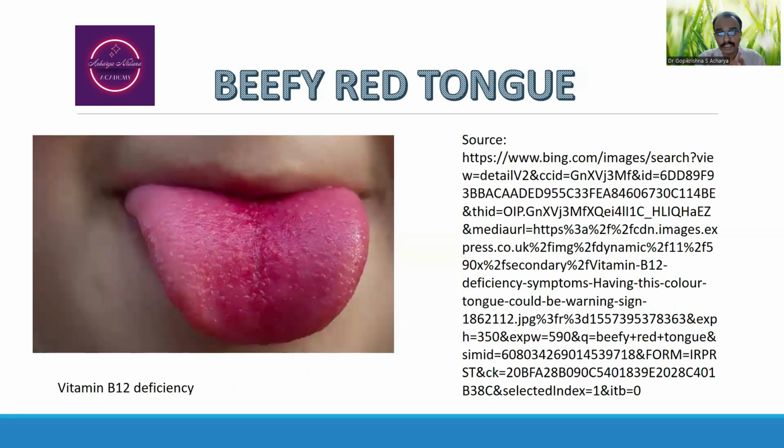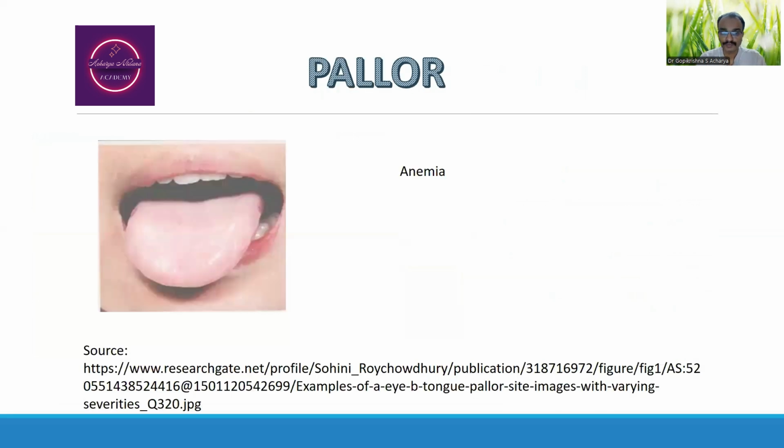This is considered to be a beefy red colored tongue. This is specifically seen in persons who have vitamin B12 deficiency. This is considered to be pallor, where the person will have a yellowish white colored tongue. It may be associated with depapillated tongue, where the papillae will be absent. This is specifically seen in persons who have anemia.